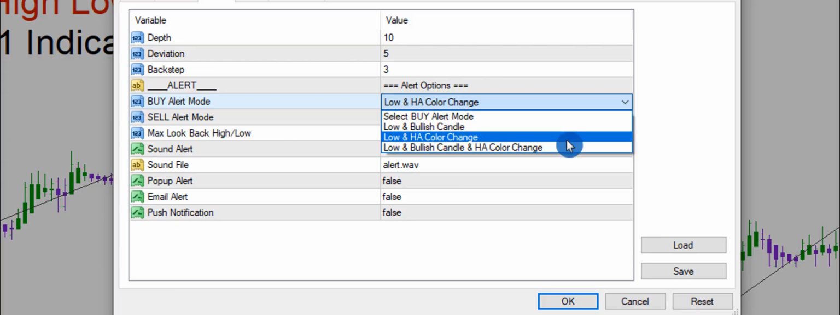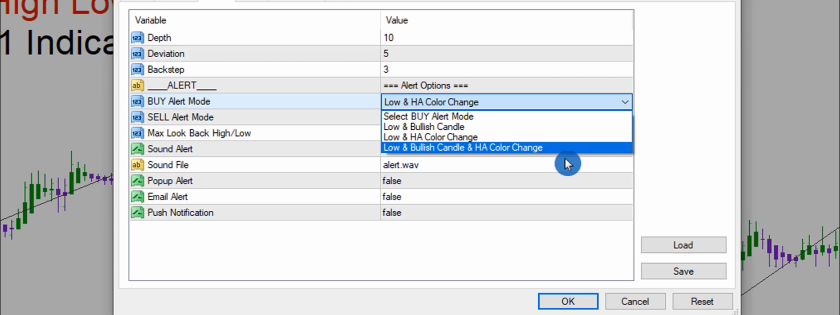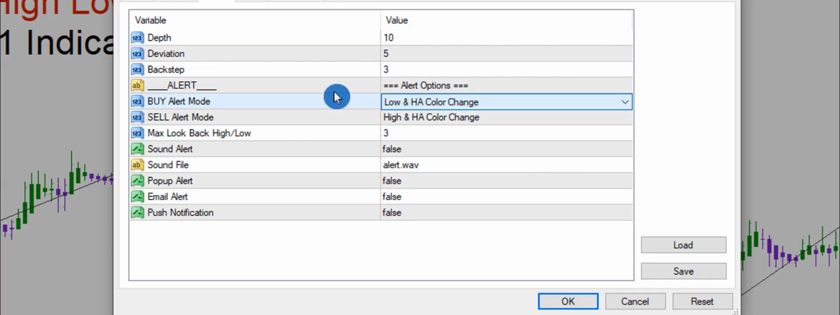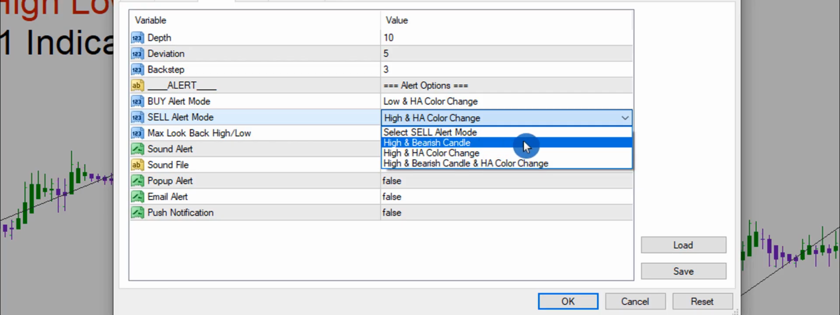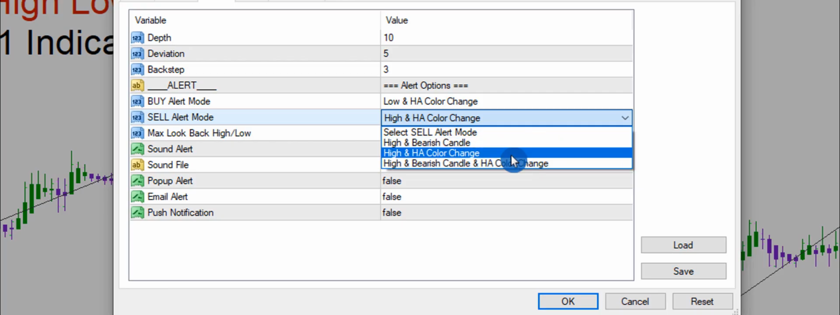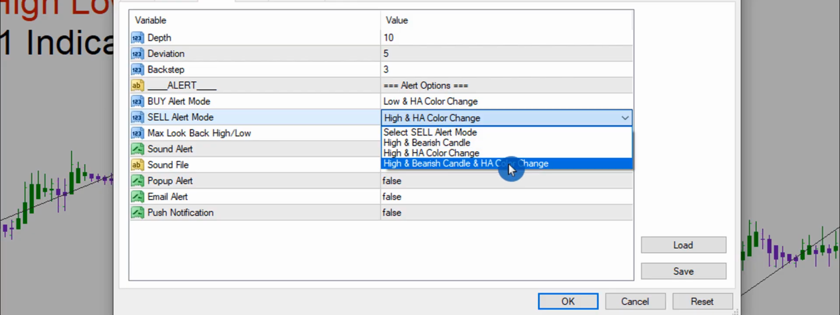Or if you want to put them both, so it'd be a final low, a bullish candle, and a color change. So you're just stacking. So it's like, okay, price does want to go in that direction. And the same for sell mode. It's just the opposite. High and bearish candle, high, color change, high, bearish candle, and color change.